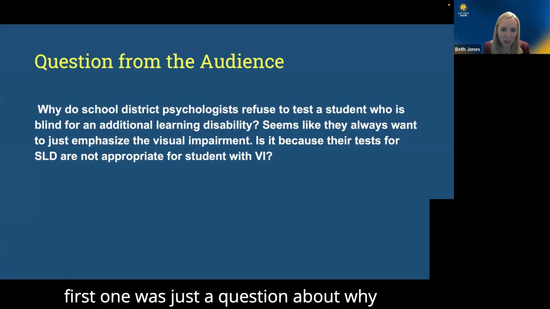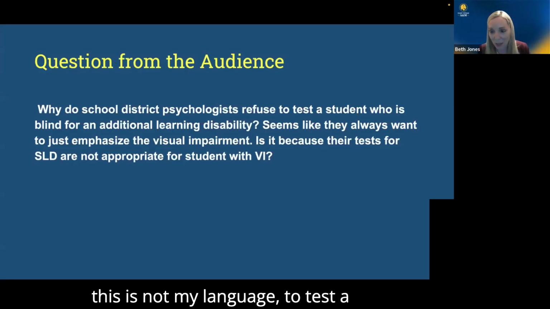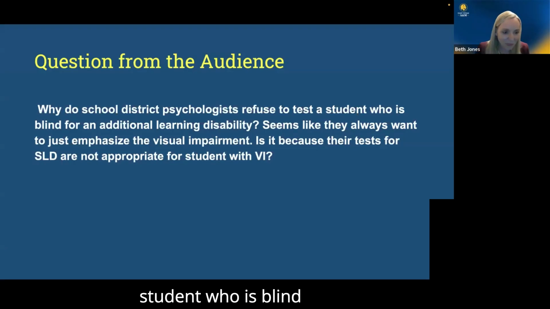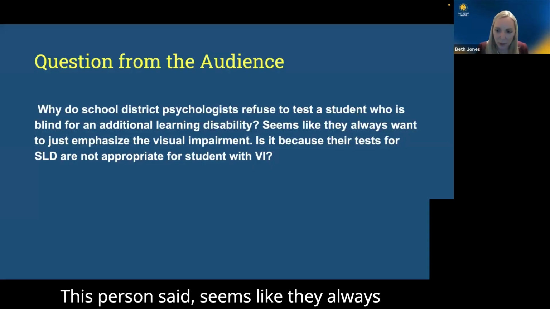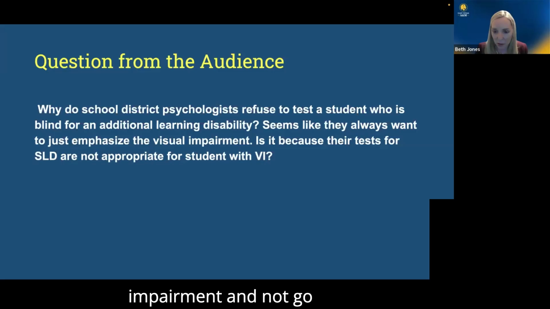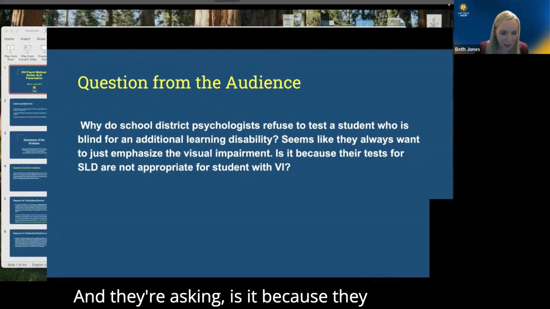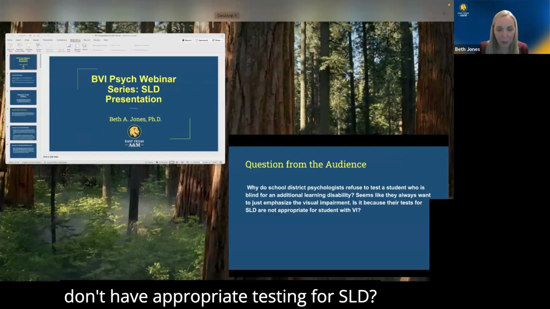The first one was a question about why do school district psychologists refuse, this is not my language, to test a student who is blind for an additional learning disability. This person said it seems like they always want to just emphasize the visual impairment and not go further exploring into an SLD. And they're asking, is it because they don't have appropriate testing for SLD?